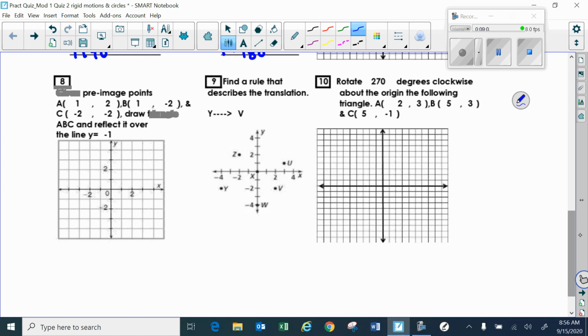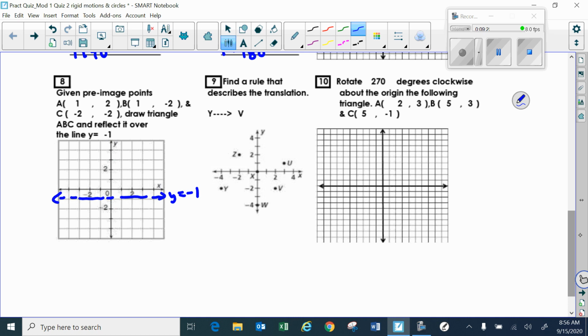Given the pre-image of triangle ABC, draw the triangle ABC and reflect it over the line y equals negative 1. Well, you got to know from algebra 1 that y equals negative 1 is a horizontal line. Remember, the y-axis is the vertical one. So negative 1 is right there.